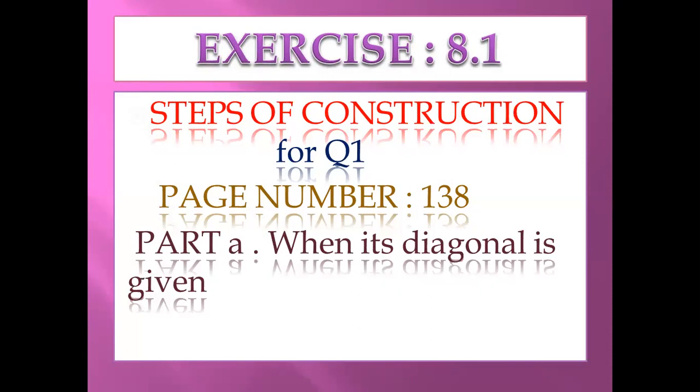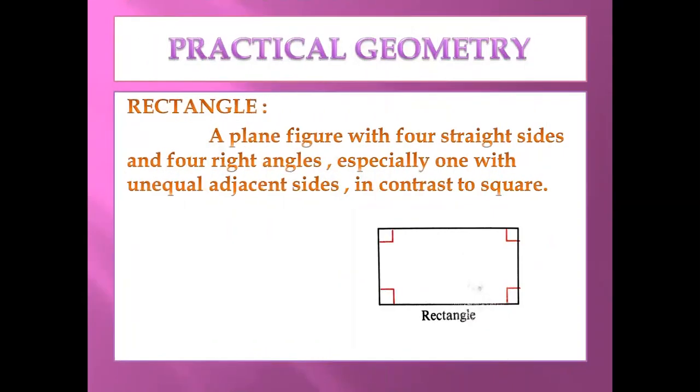Under this statement, the steps of construction are given. You will write the measurement of your own question, but almost all the steps you will write the same as given on page number 138. Questions 2, 3, and 4, you will do these three questions by yourself. At the end, I will mention on which page questions 2 and 3 are.